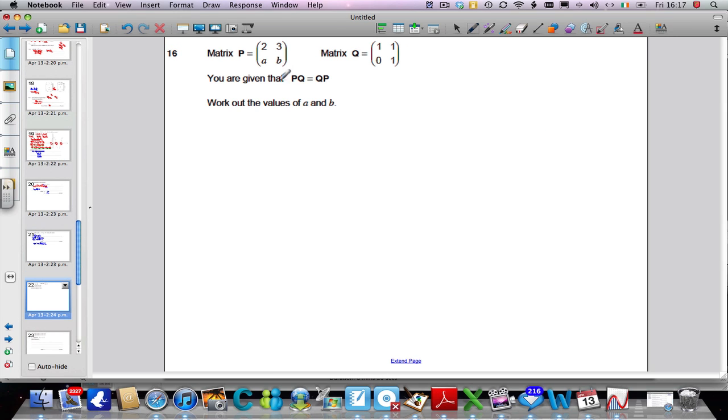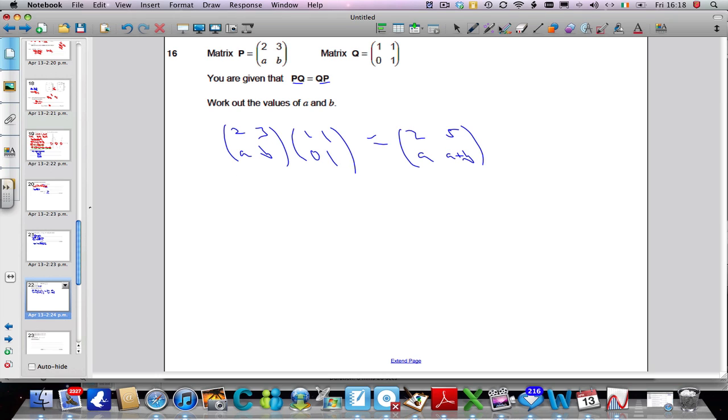Okay, question 16. We're told that PQ is the same as QP for these two matrices, and we're asked to work out A and B. So if I take matrix P, 2, 3, A, B, and multiply that by matrix Q, 1, 1, 0, 1, let's see what we get. 2 times 1 is 2, plus 3 times 0, which is 0, so we get 2. 2 times 1 is 2, 3 times 1 is 3, 2 plus 3 is 5. A times 1 is A, B times 0 is 0, so we just get A here. A times 1 is A, B times 1 is B, so we get A plus B.